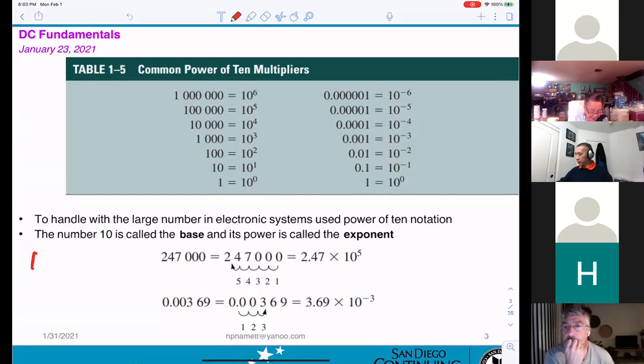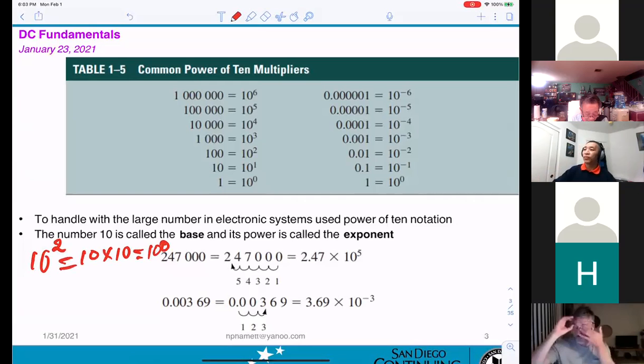Okay, today you get 10 to the power of 2 equals what? 100. That means 10 times 10 is 100. Okay, now power of 10. You can see the first one here, handling very large and small numbers in the electronic system, is power of 10 notation. The number 10 is the base, and its power is the exponent.